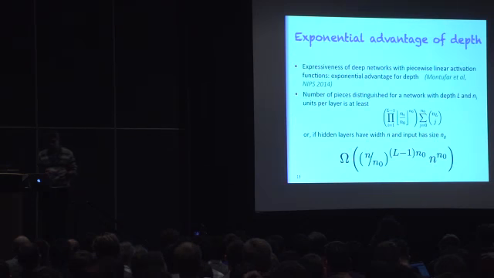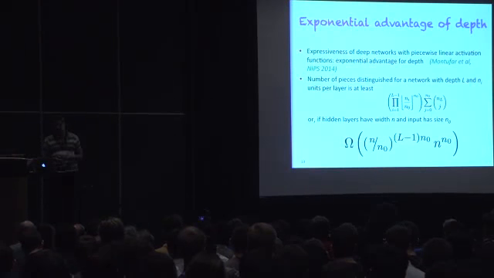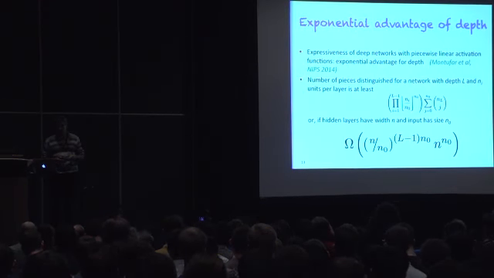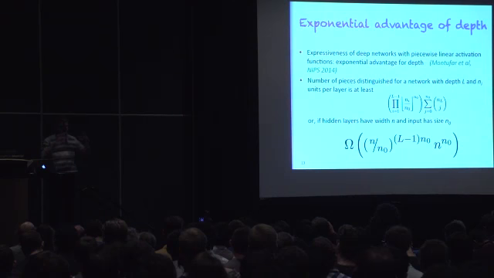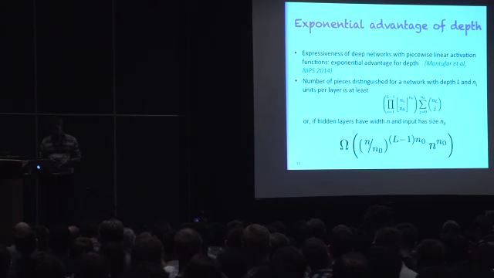There's no magic. In terms of theory, we can also show exponential advantage from depth. I'm not going to go through that formula, but basically it says that, again, if we have a deep network of piecewise linear units, the number of piecewise linear pieces that it can produce at the output grows exponentially with the depth. So you get another exponential there.